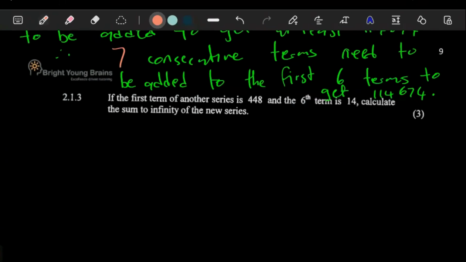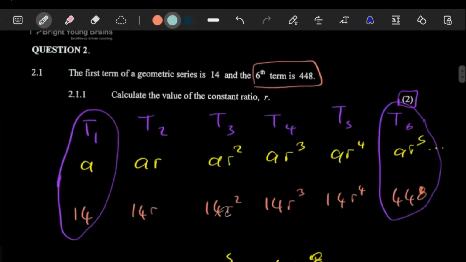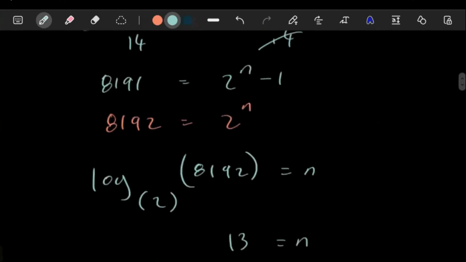So let us move on to 2.1.3, right? What does it say? If the first term of another series is 448 and the 6th term is 14, calculate the sum to infinity of the new series. Well, this is just a series going backwards, you see. Obviously, if you keep dividing by 2 six times, you end up at 14, because starting at 14, if you keep multiplying by 2, you end up here for the 6th term. So if you go backwards, it's the same idea.